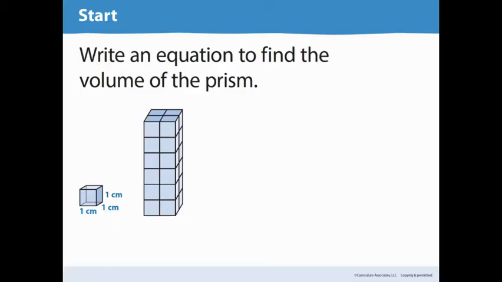For your start problem, I want you to write an equation to find the volume of the prism. So think about what we did yesterday. Think about the length, the width, and the height. And I want you to write the equation with those dimensions that would help us to find the volume of the prism.